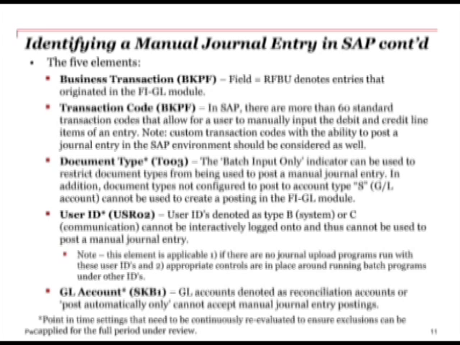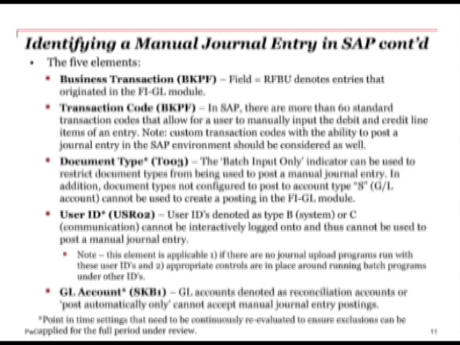Now we're going to talk about what the real definition of a manual journal entry in SAP is, and some elements and considerations in identifying the population of manual journals within SAP. So a manual journal entry is an accounting document that's posted into FIGL with a transaction code that allows an end user to manually input the debit and credit line items of an entry. So what we're saying is that an end user can pull up a transaction code in SAP and they can actually pick the GL account and they can pick the dollar amount of the journal and the posting that they want to make.